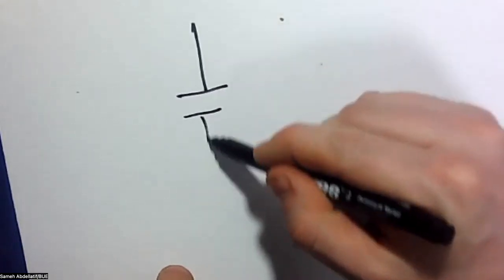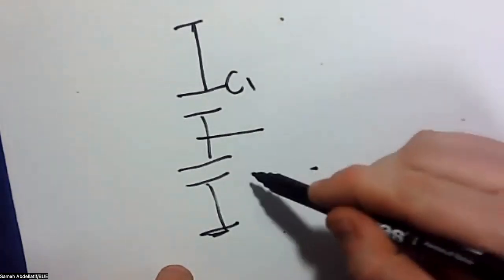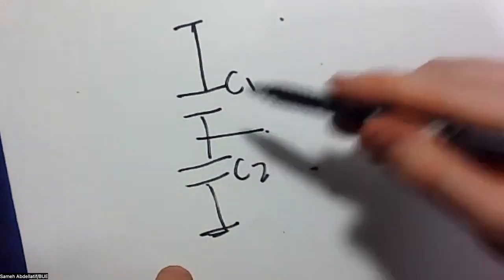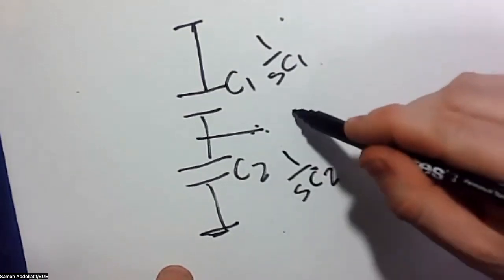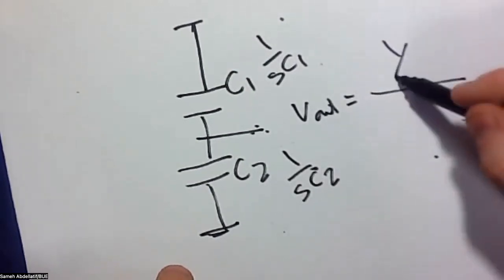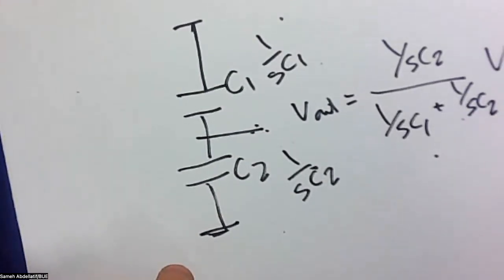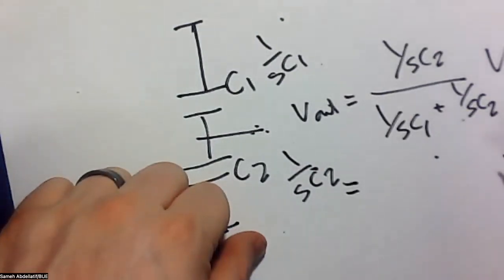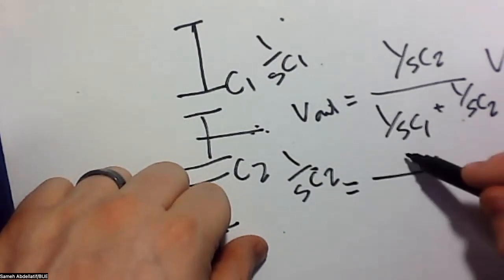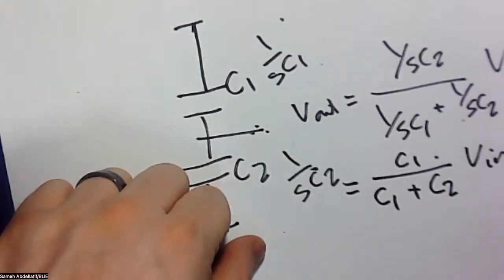Perfect. Okay, so this is very simple. Let's say that we have something like that. So here, if this is C1 and this is C2, then we can say simply that this has an equivalent of 1 over SC1, and this has an equivalent of 1 over SC2. Then the voltage here, Vout, is equal to 1 over SC2 over 1 over SC1 plus 1 over SC2 times the Vin, in a very simple manner, which will lead to, if you multiply by SC1C2, C1 over C1 plus C2 times Vin, again, of course. So this is simply how it works.